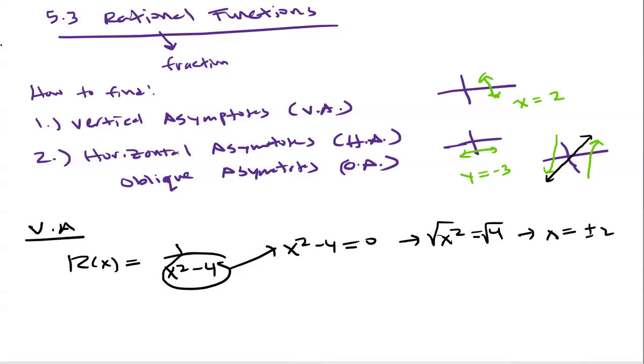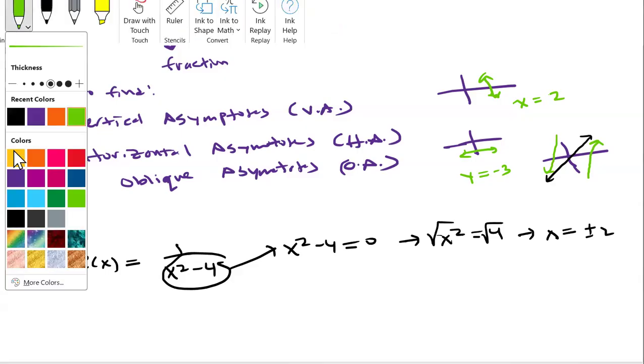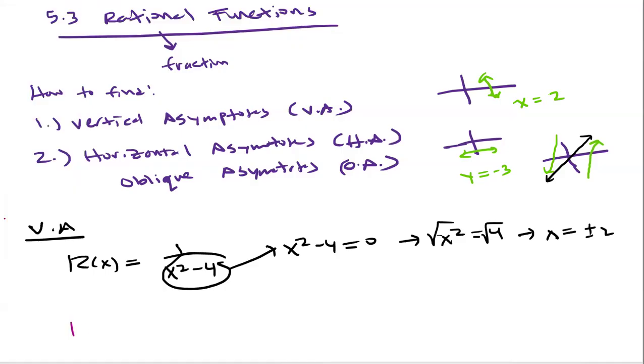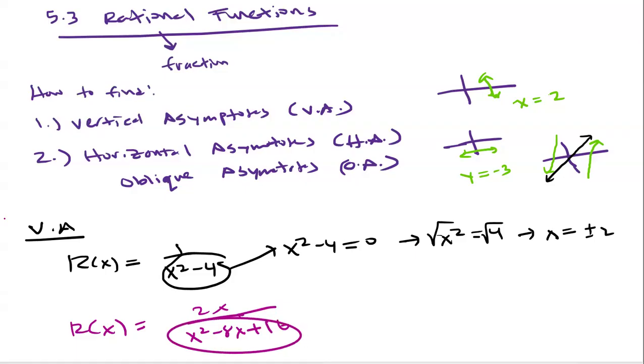All right. So let's try another one. So let's say we had r of x is equal to 2x over x squared minus 8x plus 16. Okay. All right. So again, I don't really care what's happening on the top. All I'm gonna worry about is the denominator. Okay. So let's just focus on the denominator. All right. So again, I pull that out and then I set that equal to 0. Okay. And then I just factor.